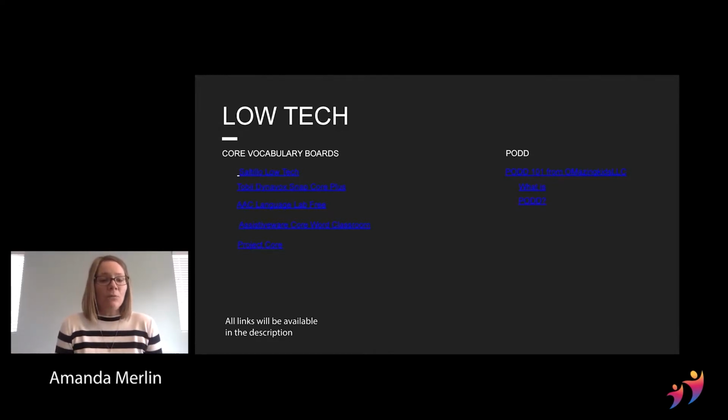So in doing that, we can support all of these functions with low-tech options. Not every kiddo is going to be successful with an iPad with a robust app. We can start with low-tech core vocabulary boards and start filling those in with fringe vocabulary. And these are some options that are free and readily available.